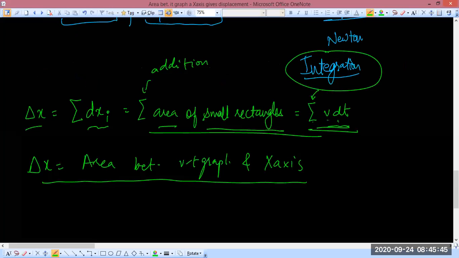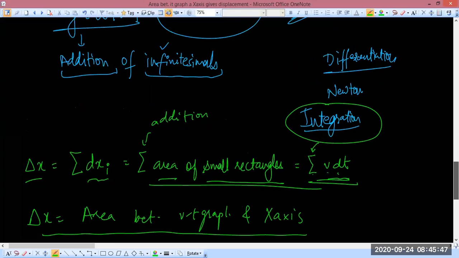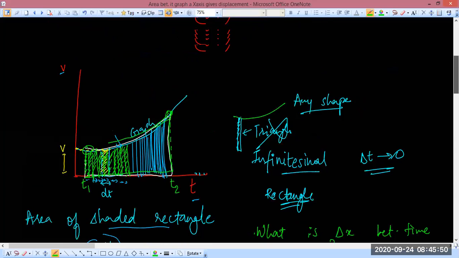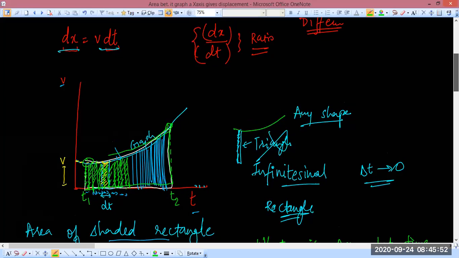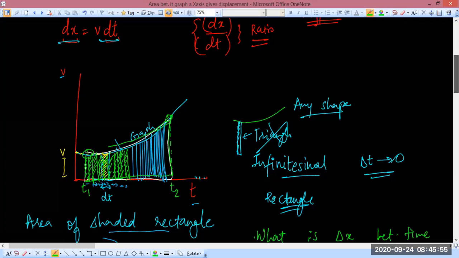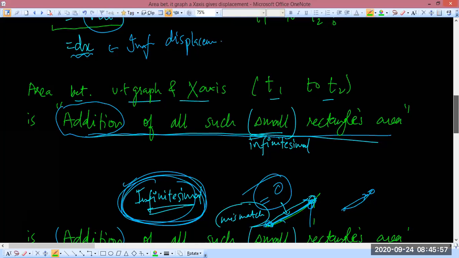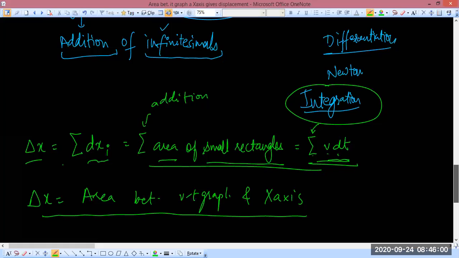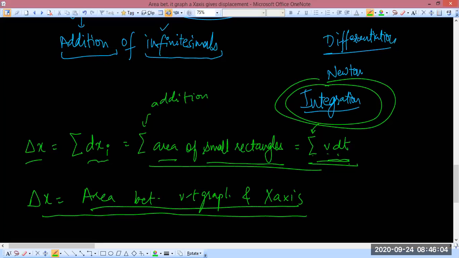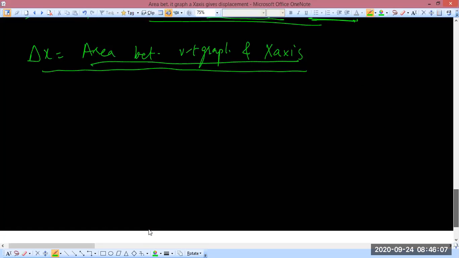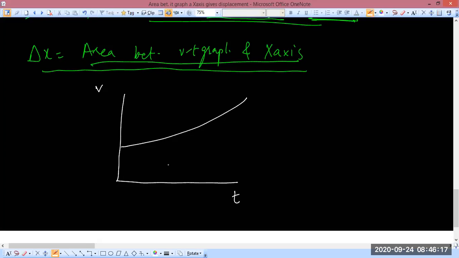Have a look at this. So here we were talking about a VT graph and we wanted to find displacement. So we were finding area under the graph, right? So of course, like I said, this area between the VT graph and x-axis is actually found by integration of VDT, right? But in practice, listen to this carefully. In practice, what happens is as follows. Suppose that this is some VT graph. Any shape, once again, no problem, whatever shape.